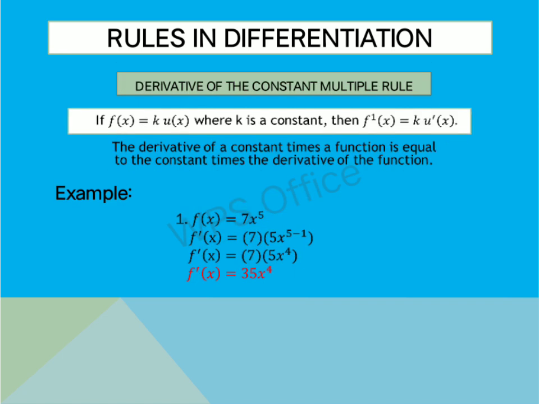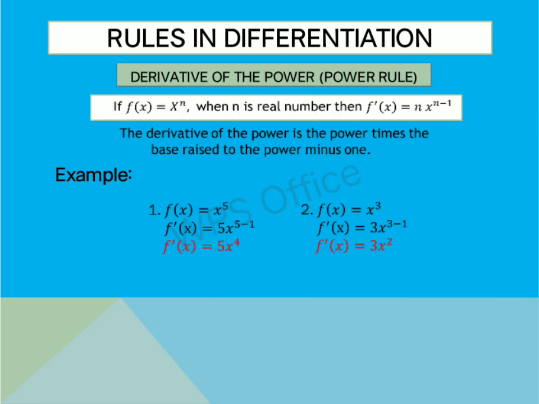Next, we have the multiple rule. The derivative of a constant times a function is equal to the constant times the derivative of the function. And lastly is the power rule. The derivative of a power is the power times the base raised to the power minus 1.